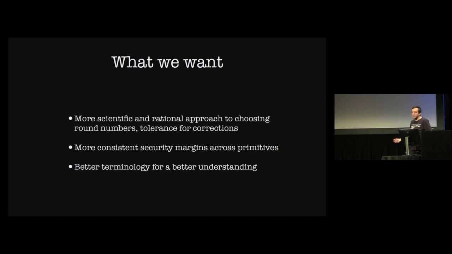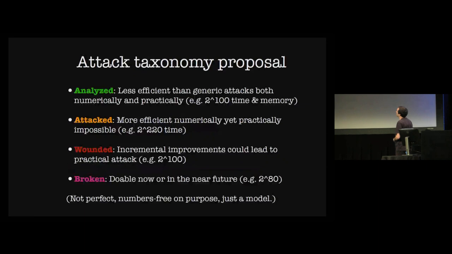I don't have the solution. I maybe have directions to do something a bit better. Have a more scientific and more rational approach to choosing the number of rounds in the crypto we create, in the crypto we use. Because we take a lot of time optimizing the code to make it faster, but if you just do fewer rounds, magic, it becomes faster as well. Try to have more consistent security margins across all the components of your system, not just crypto. And maybe try to use words. Once you start naming stuff, the stuff exists, and it's easier to have a discussion about it.